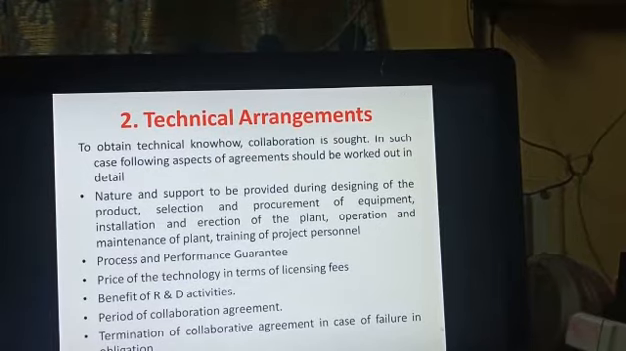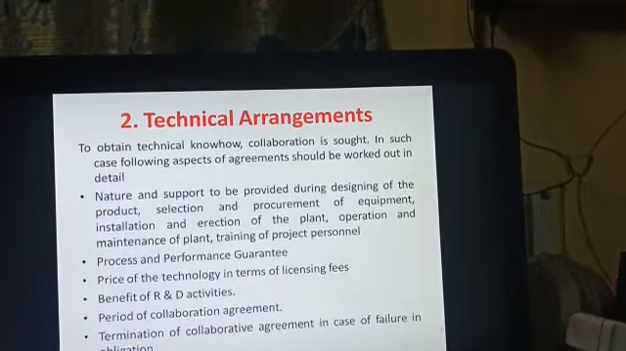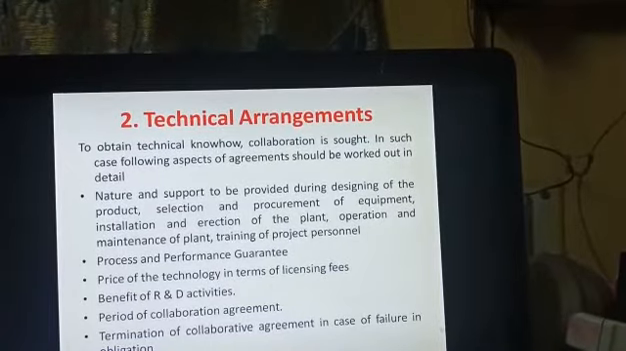What will be the benefit of R&D activities? That should also be studied, that what benefits we can get from the government if we are doing R&D. Period of collaboration agreement, that for how much period this collaboration will be valid, and what happens if termination of collaborative agreement is there in case of failure in obligation.